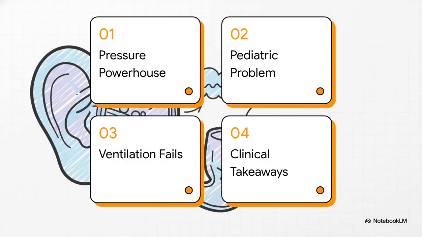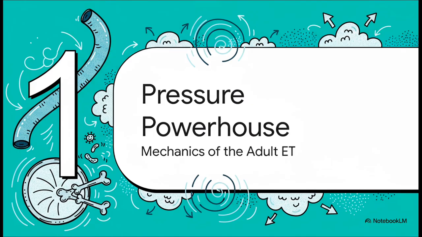So, here's the plan. We'll start by breaking down the elegant mechanics of a normal adult tube. Then, we'll get into why kids are just so prone to ear problems. After that, we'll look at the whole cascade of disease that kicks off when the system fails, and we'll wrap it all up with the key clinical takeaways you need to know. Okay, let's dive right in.